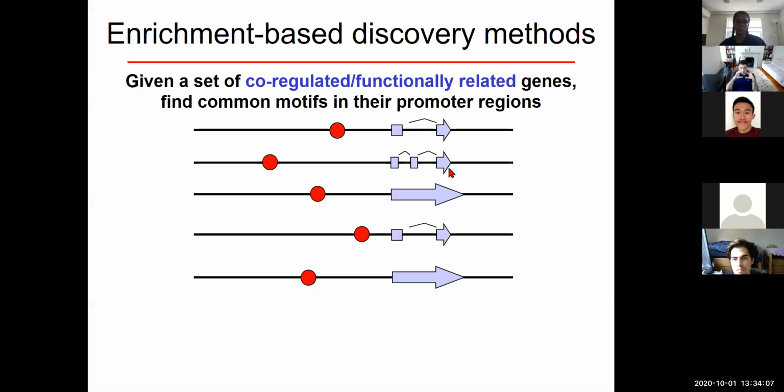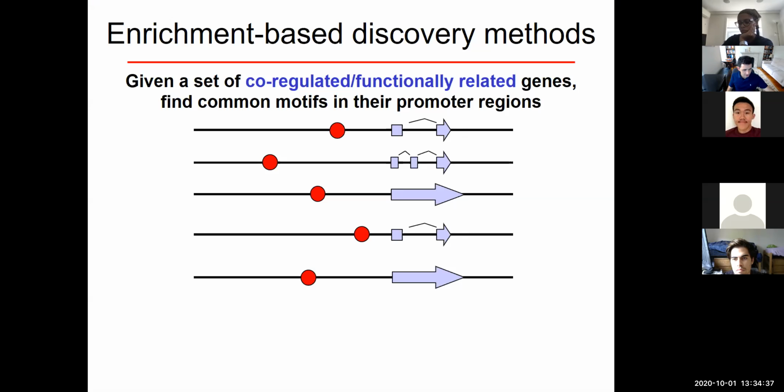So here's the problem. I have a set of genes that are coordinately expressed. All of these genes are turning on when I have galactose in my cell and turning off when I have glucose in my cell. Or they're all turning on in my brain and they're all turning off in my liver as my cells differentiate. So the question is, what drives this common regulation?